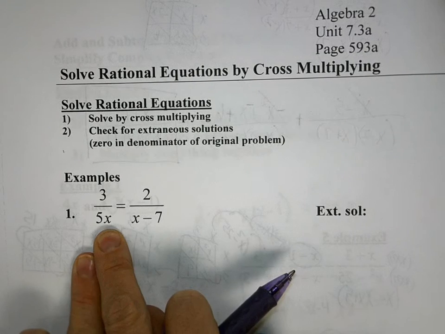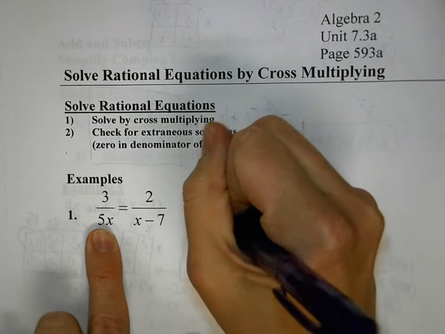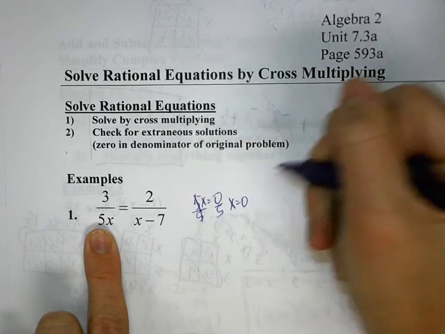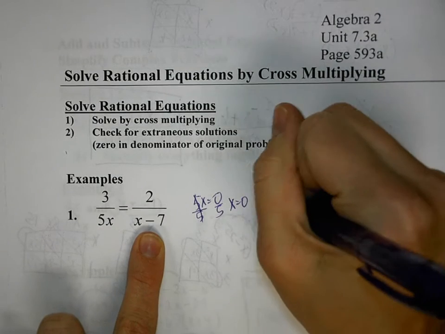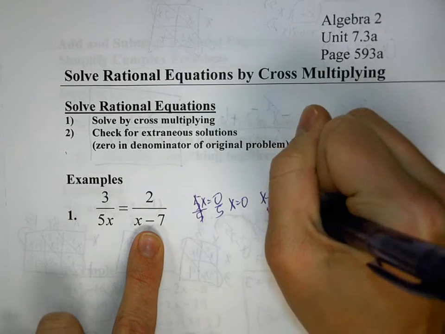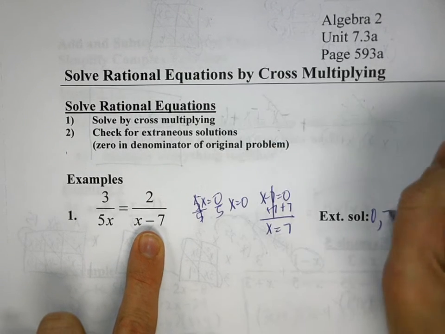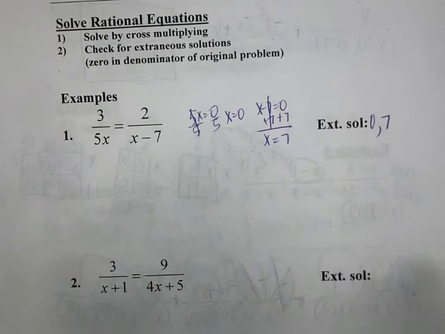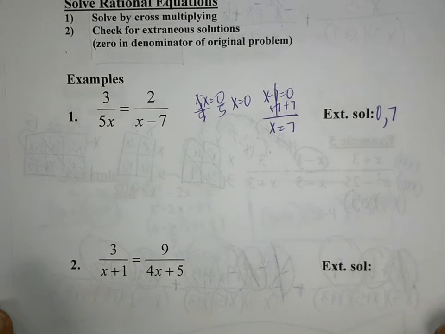So if you set each of these denominators equal to 0, on this one, 5x equals 0, you divide by 5, x equals 0. 0 is an extraneous solution. Here, x minus 7 equals 0, you add 7, x equals 7. So 7 is also an extraneous solution. So if when you are solving this problem, you end up getting 0 or 7, that answer will not work.